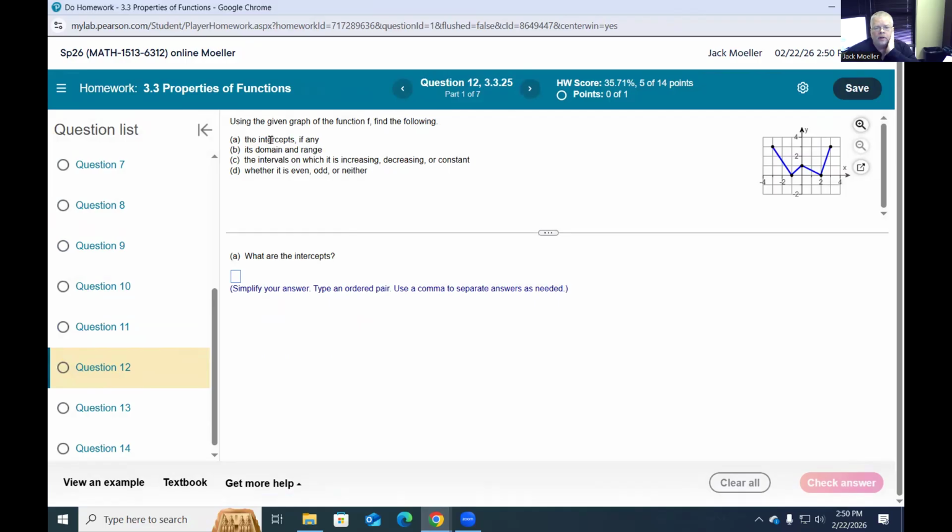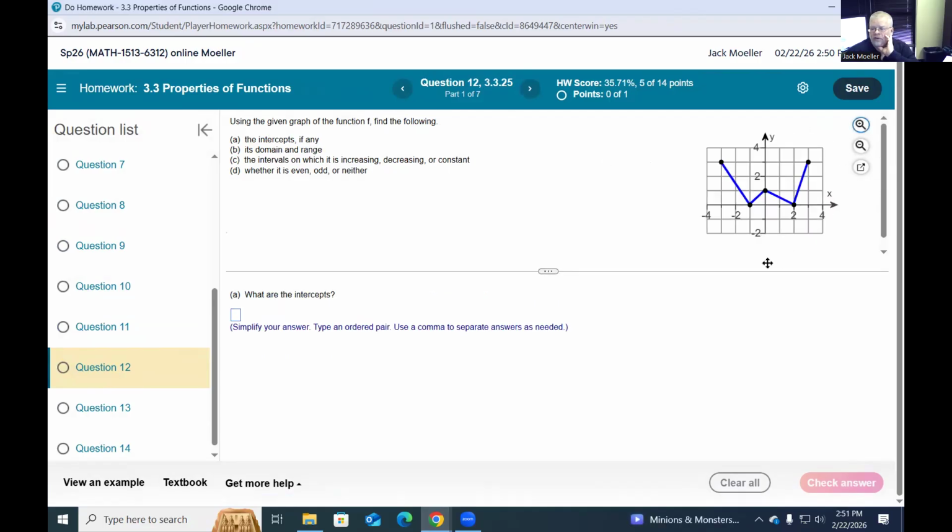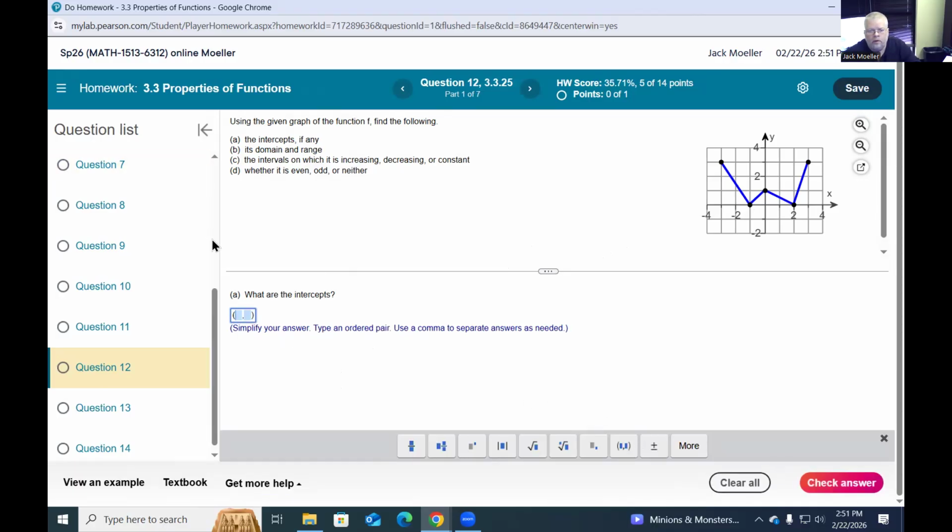So find the following: the intercepts. So how many intercepts does this graph have? Well, let's see, it touches the x-axis twice, the y-axis once, so there's 3 intercepts. And notice it says type as an ordered pair. Again, you have to get in the habit of reading these instructions. Okay, so let's just go from left to right. So the coordinates of that one would be an ordered pair. Oh, look, they have the plus or minus when we don't need it. All right, so that is -1, 0.